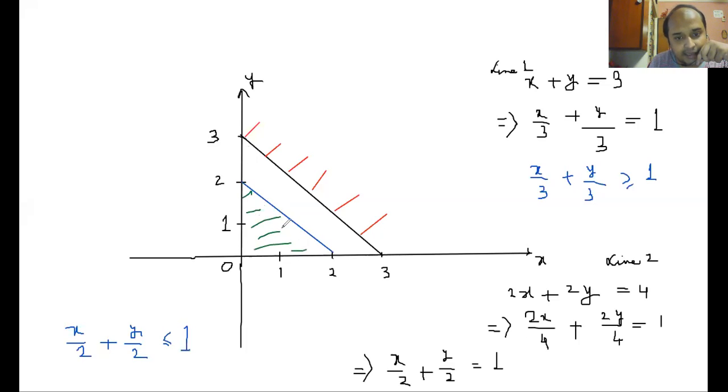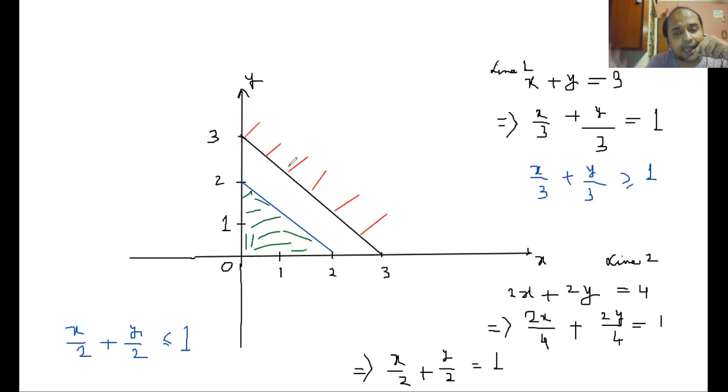The entire half will be the region. Everything inside this triangle. This will be the region for this line 2. But you cannot cross the barriers marked by this portion of the y-axis and that portion of the x-axis. It's because the variables x and y cannot be negative. Only consider the positive part of the side.